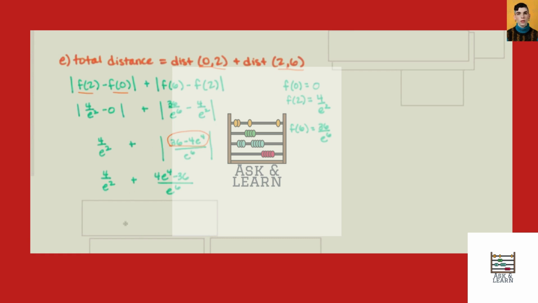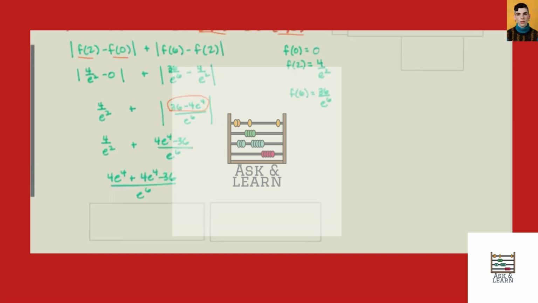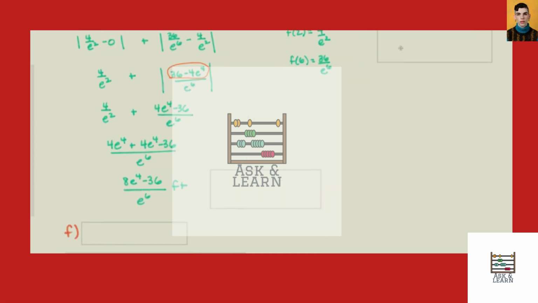Now we're going to add these together, so we get a common denominator of e to the 6th power, and we combine the like terms. And this is the exact value of our total distance traveled. If we want an approximate value, we can just put that into the calculator, and we get approximately 0.993 feet.